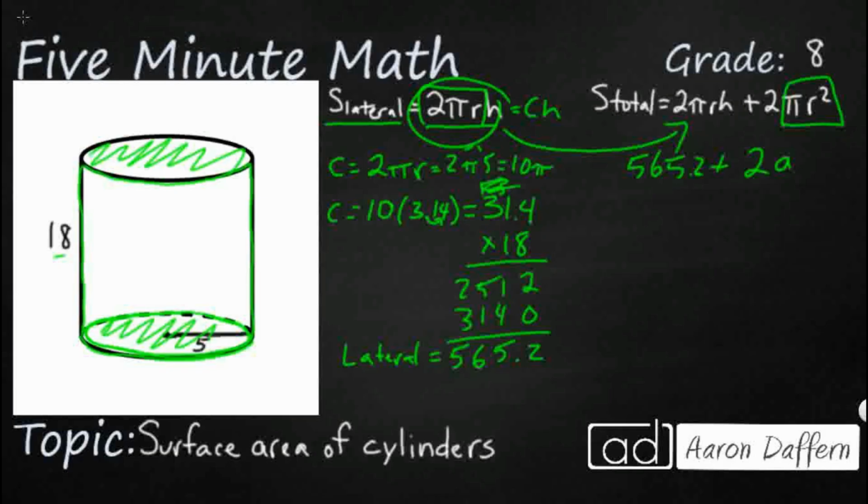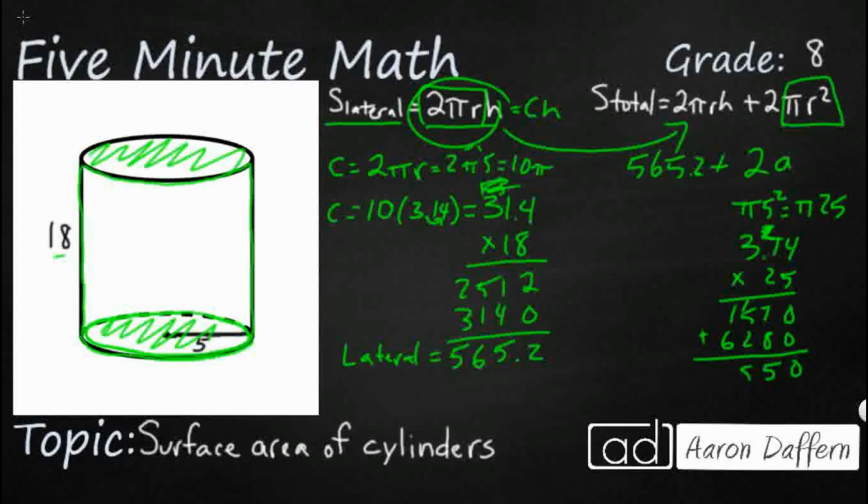So let's see what my pi r squared is going to be. So that is going to be pi times 5 squared, which is pi times 25. All right, so let's do 3.14 times 25. And that's going to be 20. 5, that's 7, that's 15. That's going to be 8, 2, and 6. So that's 15, that's 6, that's 8. 7, 8, 5, 0. We've got 2 decimals there.